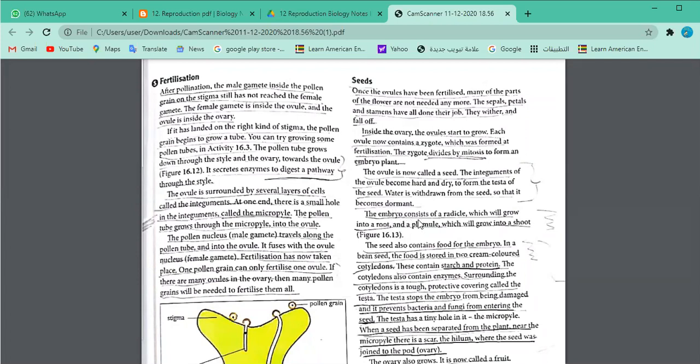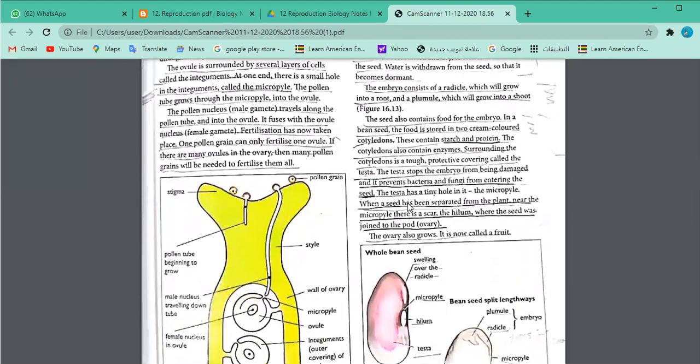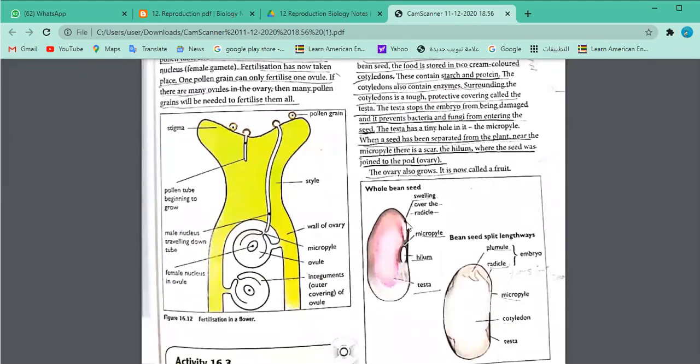And inside the seed is the embryo, which consists of the radicle, which will grow into the root. You might have seen it if you break any seed, you might see a special structure. One part is called the radicle, and I think they have shown it here, like this is the structure. A small swelling over the radicle is called the plumule, and this will give new shoots.